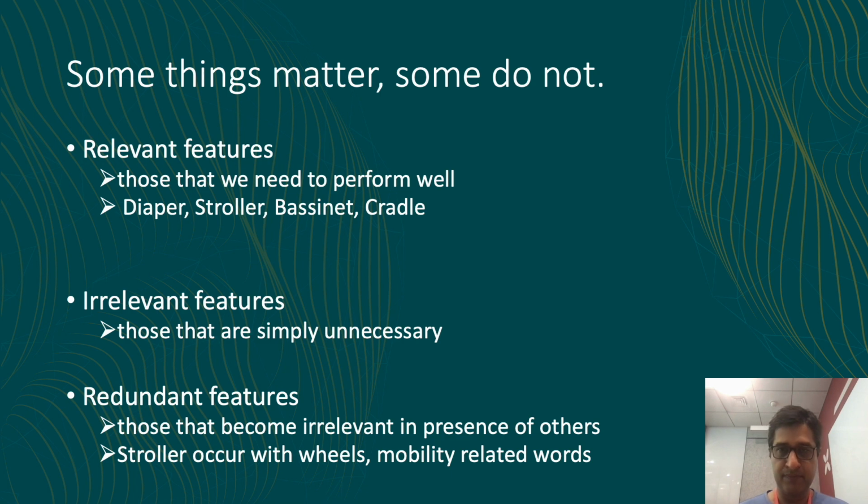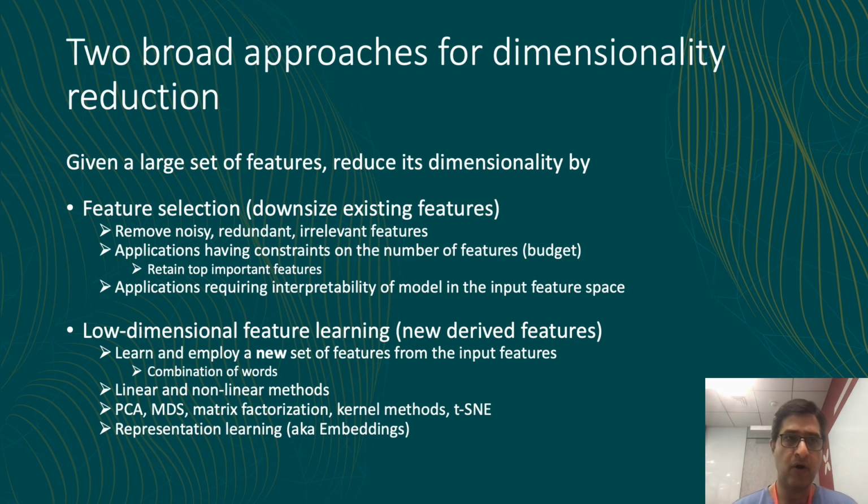So the problem becomes to find out which features are important and which are the other ones that can simply be ignored. So there are two broad approaches for dimensionality reduction. One is to carry out feature selection, where essentially you're downsizing the set of features that can be used for the prediction problem. The idea being that you want to remove these noisy or redundant features, which are making your model not so predictive.